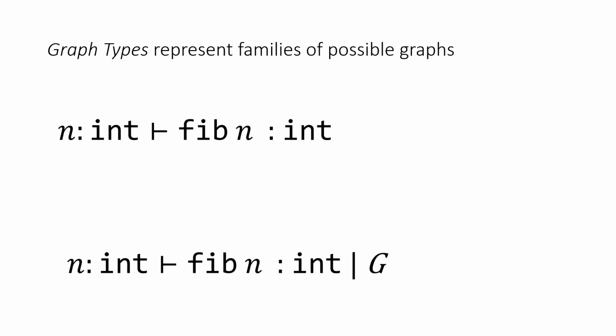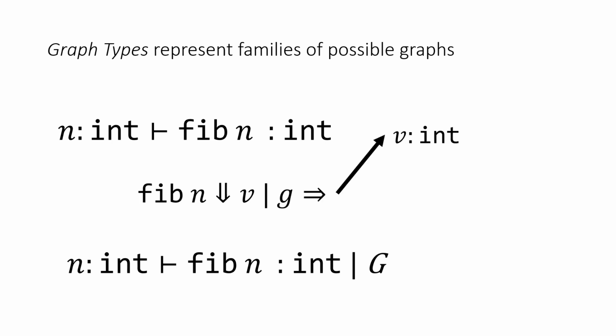Graph types are so named because they represent a compact approximation of the set of graphs that might result from running a program, analogous to the way that static types represent a compact approximation of the set of values that might result from running a program. For example, if, in a context where n has integer type, fib of n has integer type, soundness ensures that the result will be an integer. In the same way, assigning a graph type g to the program means that g describes a set of graphs that could result from running the computation, a property that's also guaranteed by soundness.